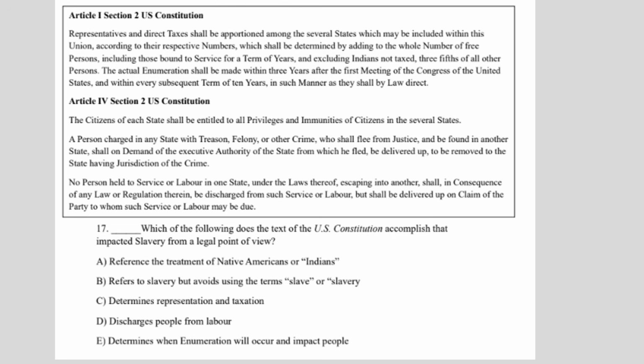Here we're looking at the text of the Constitution. Which of the following does the text of the Constitution accomplish that impacted slavery from a legal point of view? Does it reference the treatment of Native Americans? Refers to slavery, but avoids using the term slave or slavery? That is definitely an issue there. Determines representation and taxation, discharges people from labor? It does not do that. Determines when enumeration will occur and the impact of people. So, because it's asking you from the point of view for the impact on slavery, it's going to be this one here. This answer right here is going to be.